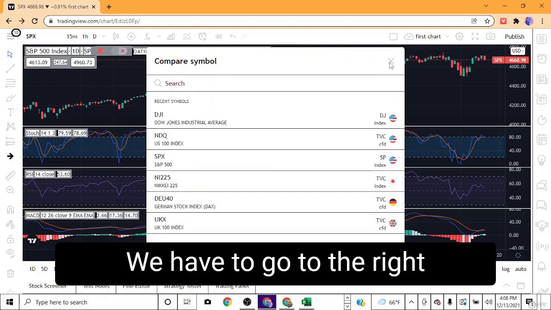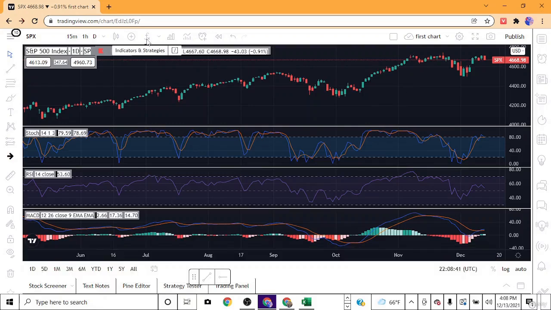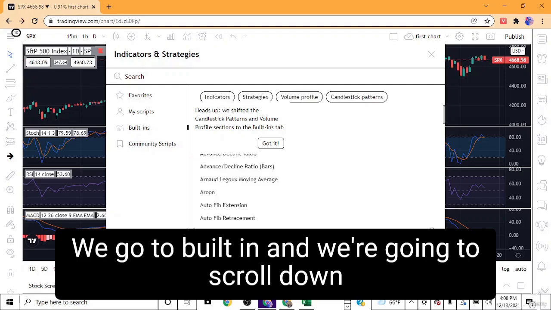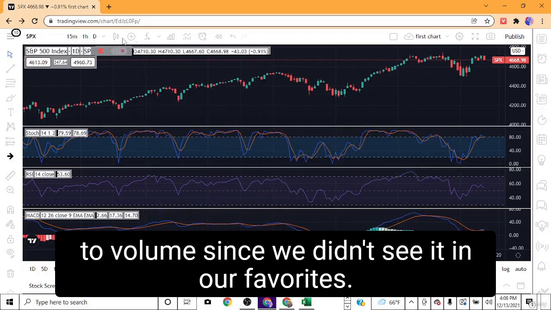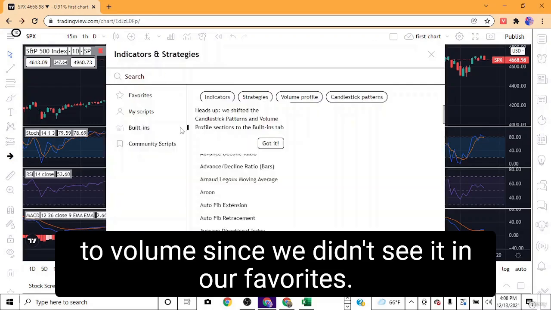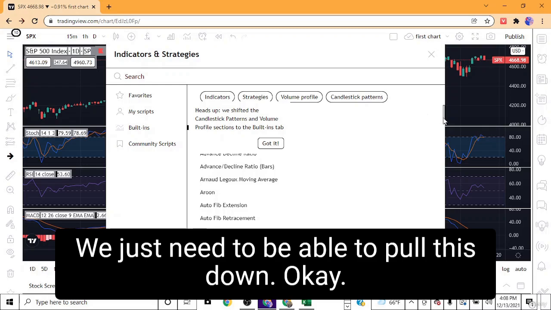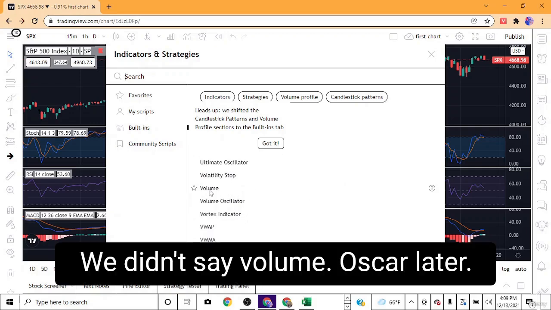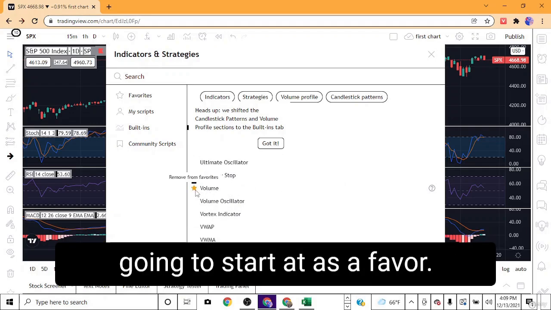We have to go to the right tool that allows us to do this. It should be right here though. Okay, here it is, built-ins. We go to built-ins and scroll down to volume, since we didn't see it in our favorites. We know it's over here. We just need to pull this down. Okay, there we go. Volume. We didn't say volume oscillator. We just want simple, plain Jane volume. And we're going to star that as a favorite.